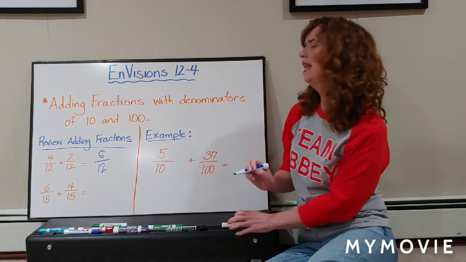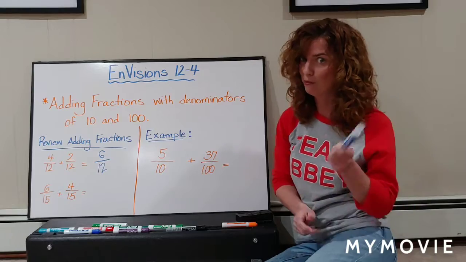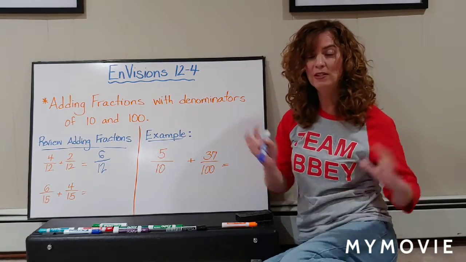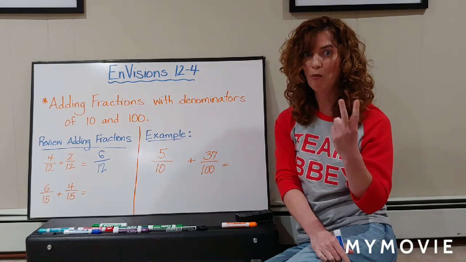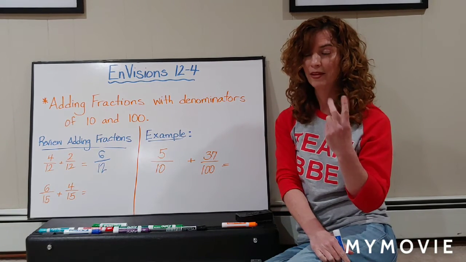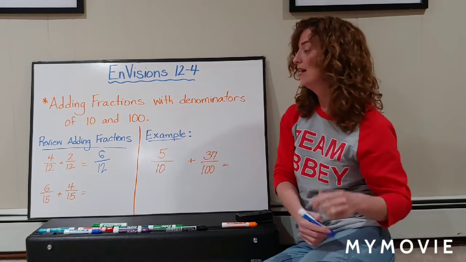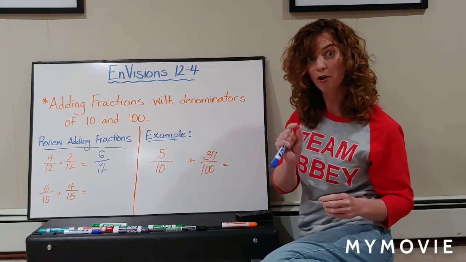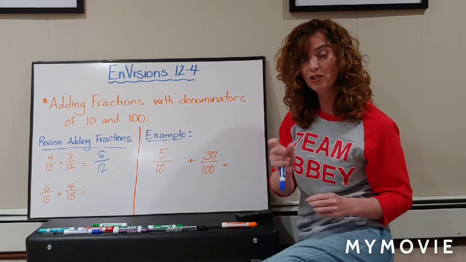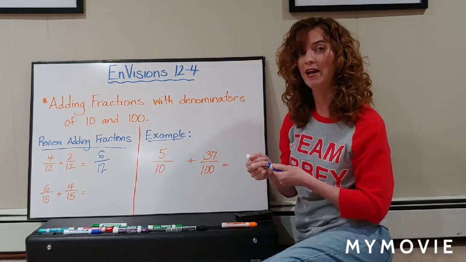6 12ths. Now, 6 12ths sounds familiar to me. I think I can reduce this. Remember reducing? Reduce means to make smaller. What two operations make things smaller? If you said subtraction and division, you would be correct. Now in this case, we want to make an equivalent fraction that's smaller. To make equivalent fractions, we either multiply or we divide. So in this case, we would divide.